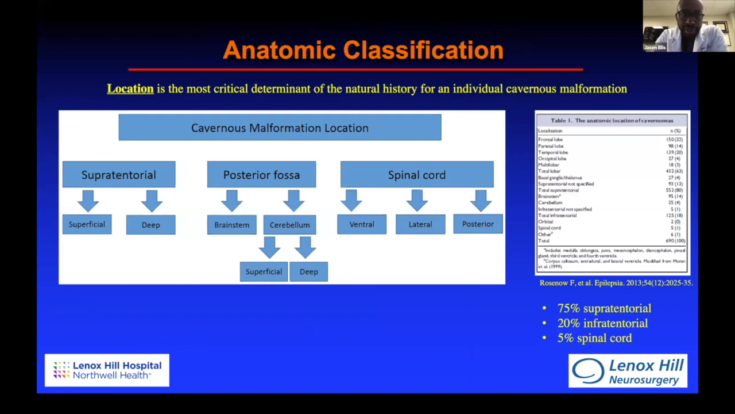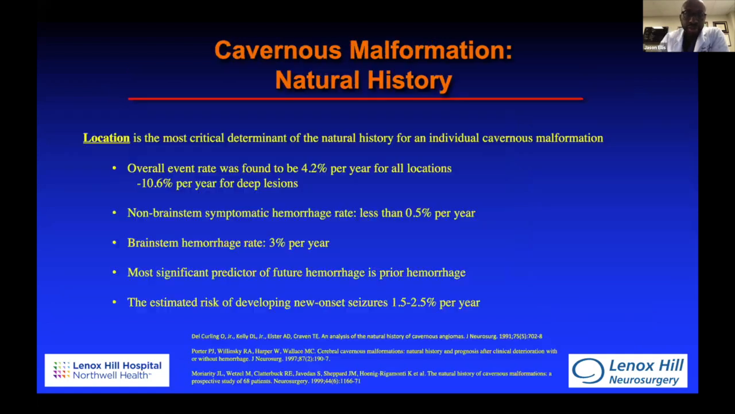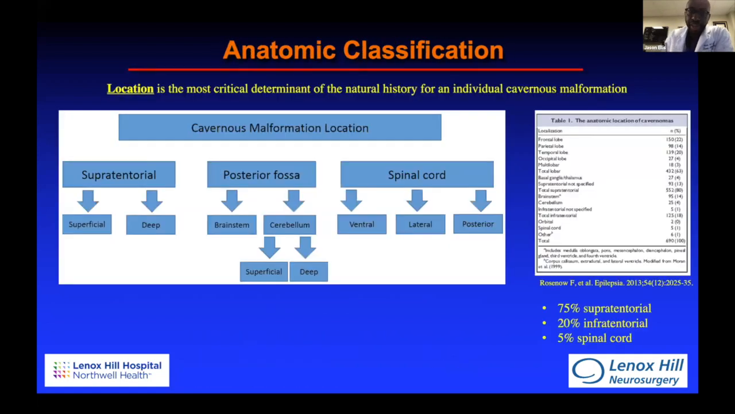We can also classify these anatomically by location in the brain, supratentorial, meaning in the forebrain. They can be superficial or deep. In the posterior fossa in the hindbrain, these can be in the brainstem or cerebellum. Again, they can be superficial or deep. And we even find cavernous malformations in the spinal cord, ventral, lateral, and posterior. And really the anatomic classification helps us to have some theoretical understanding of the risks of treating them surgically.